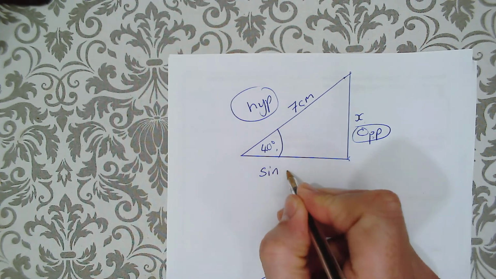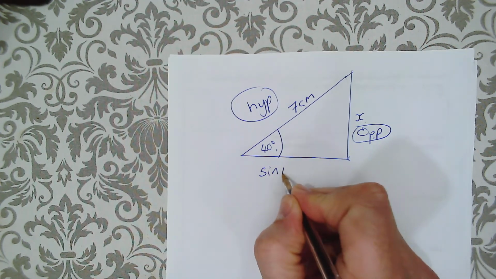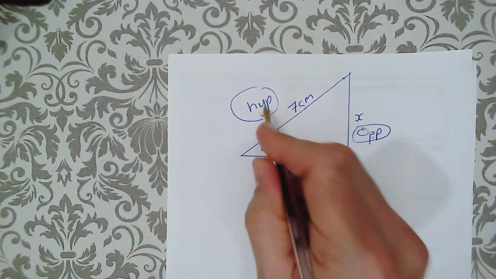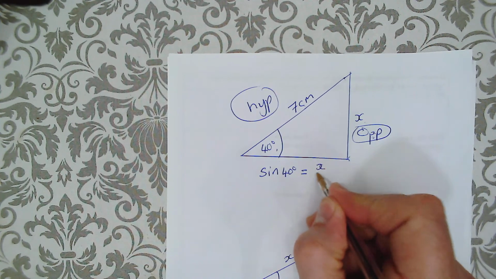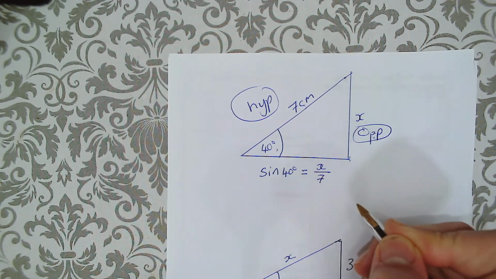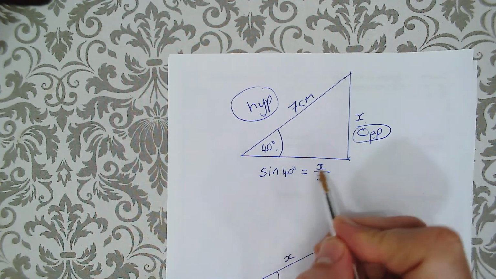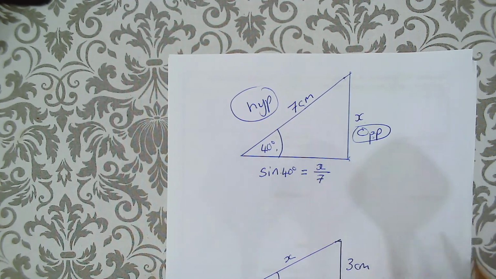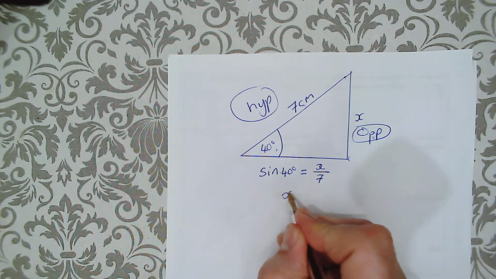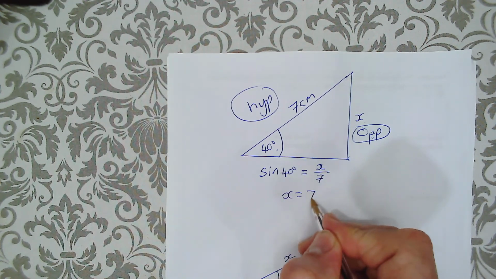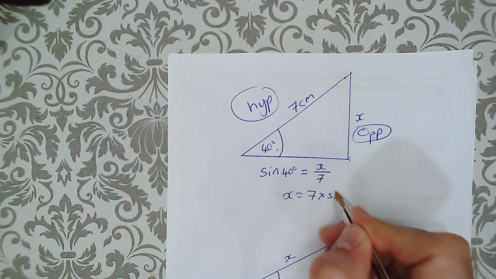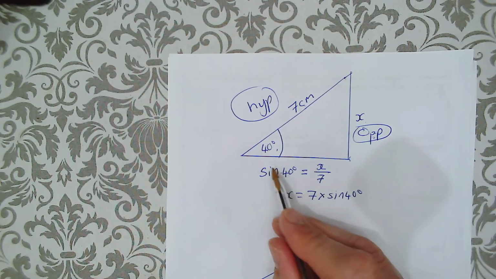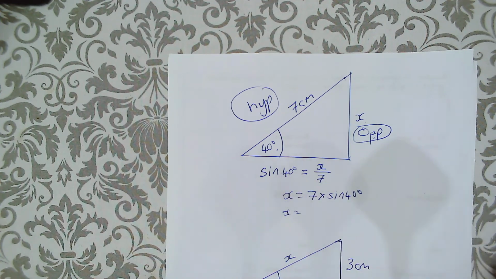So first you think, well, sine of the angle, sine 40, is going to equal opposite over hypotenuse, x over 7. Sine, opposite, hypotenuse. You remember those rules, you'll be able to do it. Well, I want x, so x would equal 7 times sine 40 degrees. Bring the 7 up, you multiply both sides by 7.